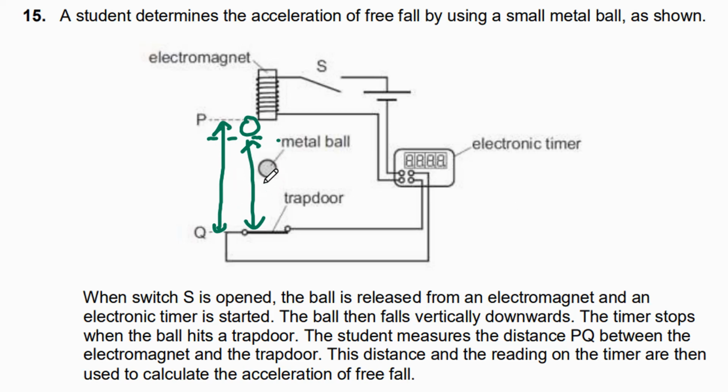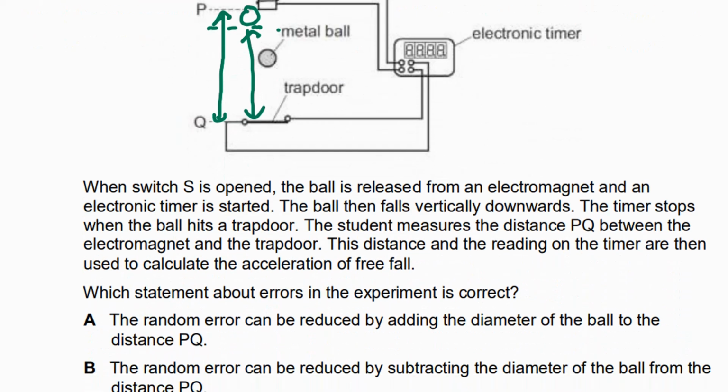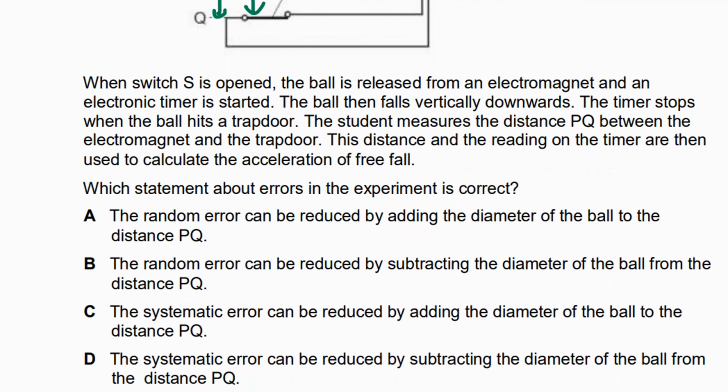And how can we improve on it? Or how can we reduce the systematic error? By taking the distance PQ and subtracting the diameter of the ball. So the answer then here will be D. It's a systematic error, and we can reduce it by subtracting the diameter of the ball from the distance PQ.